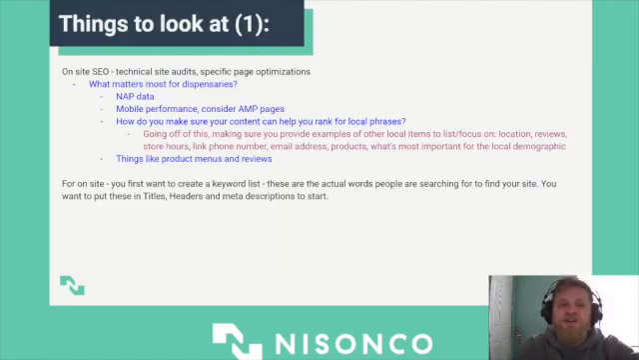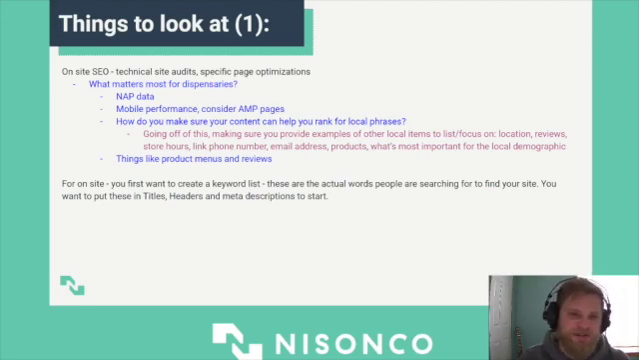So things to look at, right? Let's look at it from an on-site perspective. And what do I mean by on-site? I'm actually talking about things on the site. So we're talking about titles, headers, meta tags, alt tags. These are all things that need to be optimized on the site so that Google can understand what your site is actually about, right? So with on-site, you have everything from technical site audits to specific page optimization, stuff like that.